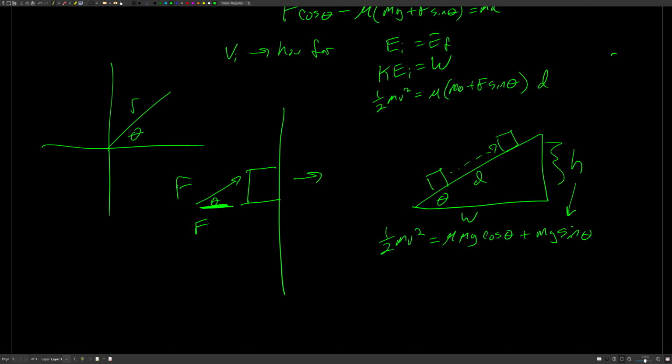Which again, I have to ask, is it F sine theta, is it cosine theta? If I push straight into the wall, that's theta 0, I should get the maximum. So it'd be cosine. If I were to push straight into the wall, theta would be 0. I should get the maximum result, which is cosine. So it would be F cosine theta that would be the contribution to the normal. And therefore the friction would be mu F cosine theta in that case.